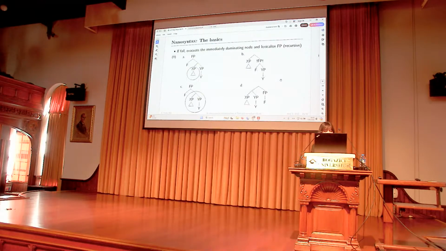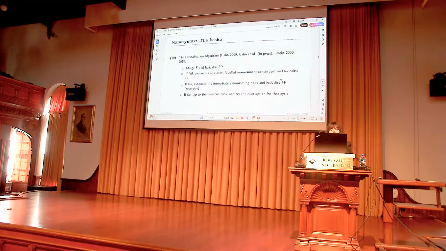If that also fails, we try to merge FP right here. It didn't work, so we evacuated XP and we checked the lexicon. We don't see any entries that match, so we move the dominating node, the mother node of that, and we check the lexicon for entries that match. That was the lexicalization algorithm. And if these all fail, you have to backtrack into the previous cycle. And in that cycle, whatever step allowed you to lexicalize, you apply the step that follows after that.